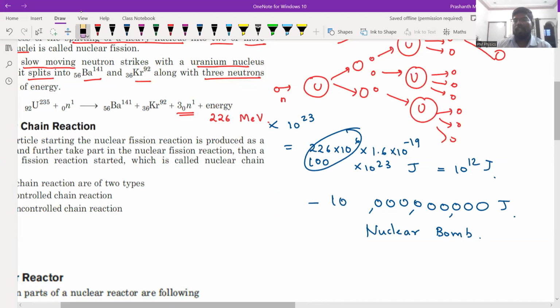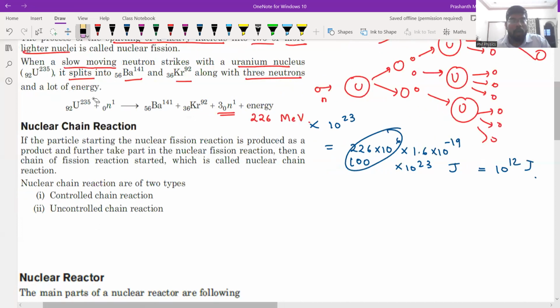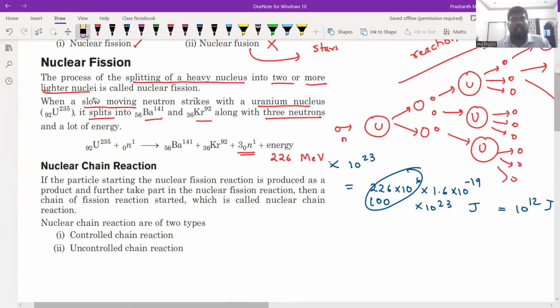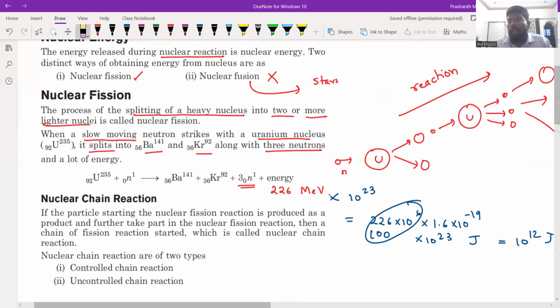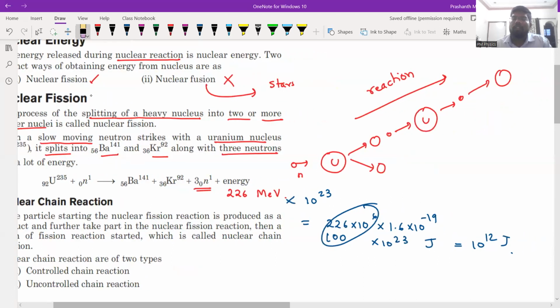Okay. So if you want to use it for a sustainable, peaceful purpose, we have to control the chain reaction. How do we control the chain reaction? Every time three neutrons are coming, but if we capture two of them, what is going to happen? Now this one neutron will only hit one uranium. Again, you capture two, and again it is going to hit only one. In this way, the chain reaction will not continue. Then energy is emitted in a controlled manner, and there is no sudden explosion of energy.